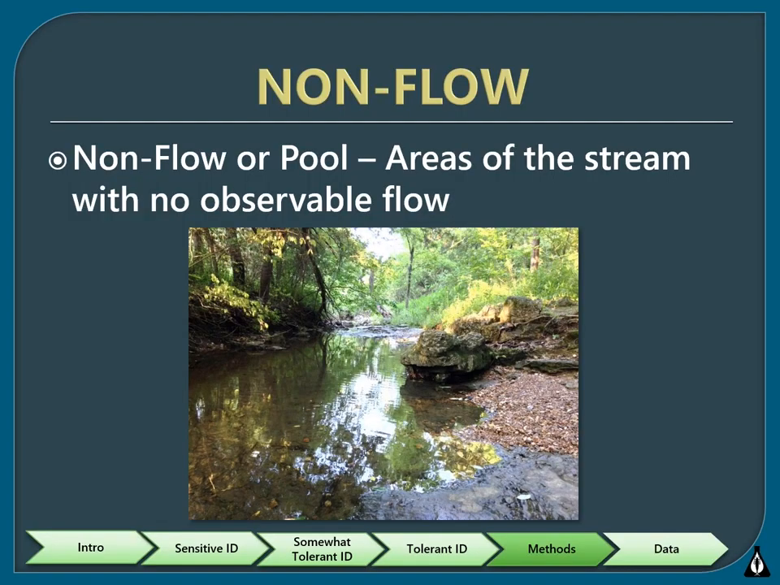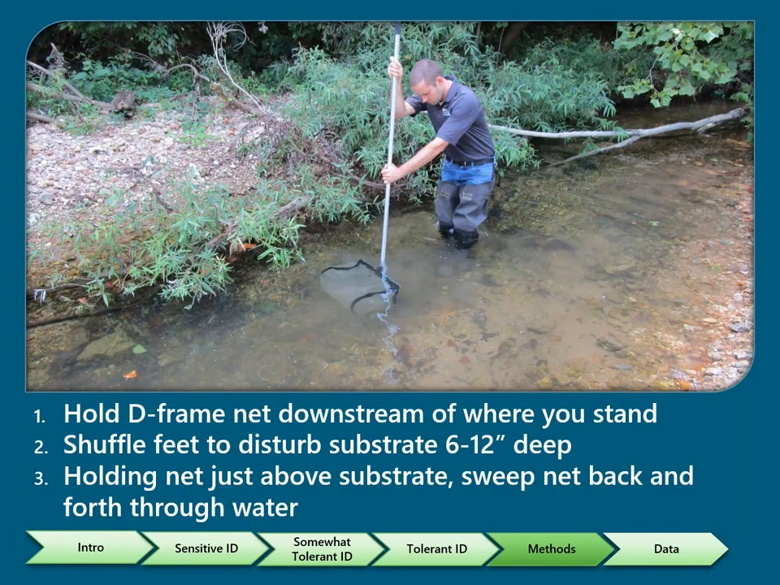When sampling in a pool, the flow of water is improvised by shuffling backwards and trailing the D net in front of you to catch the invertebrates. A D-frame net is required if sampling non-flow areas.